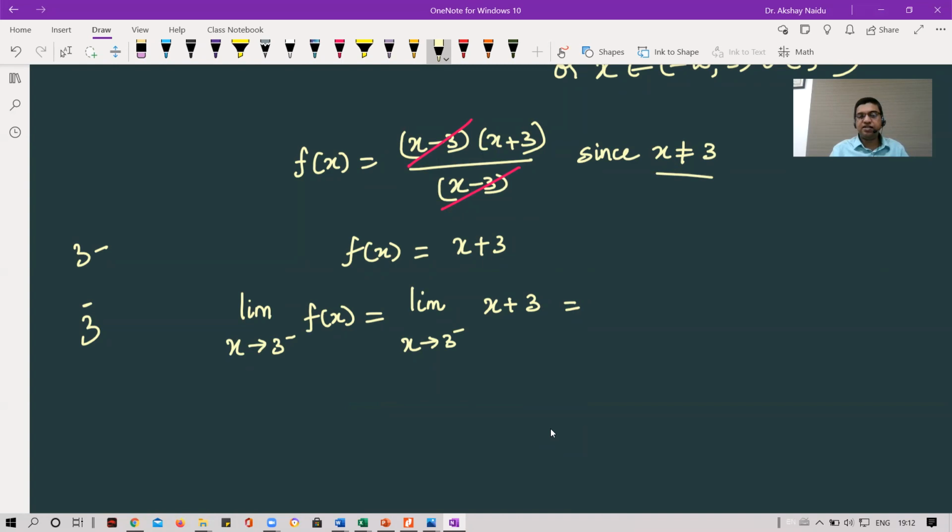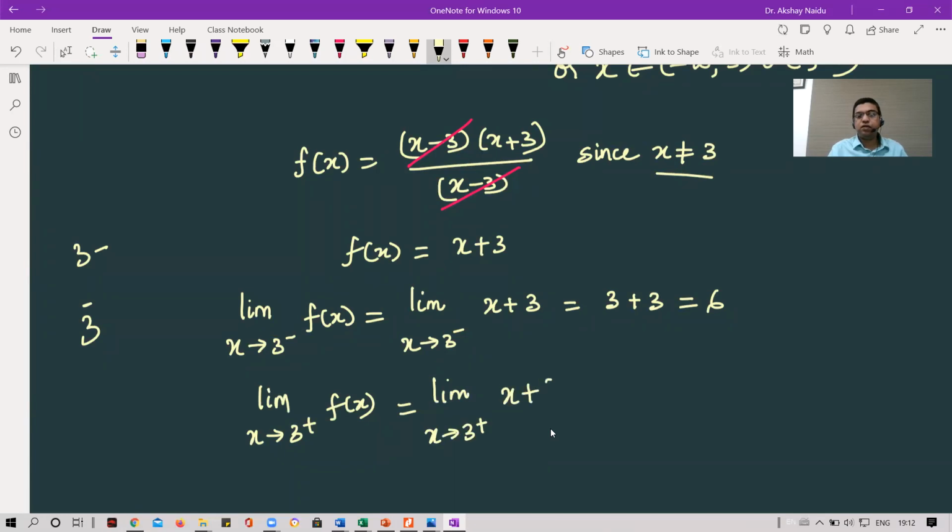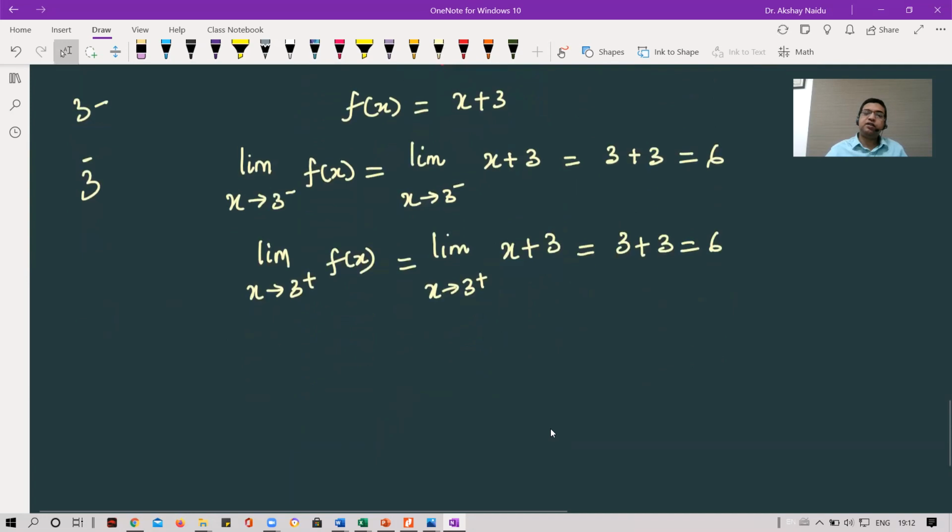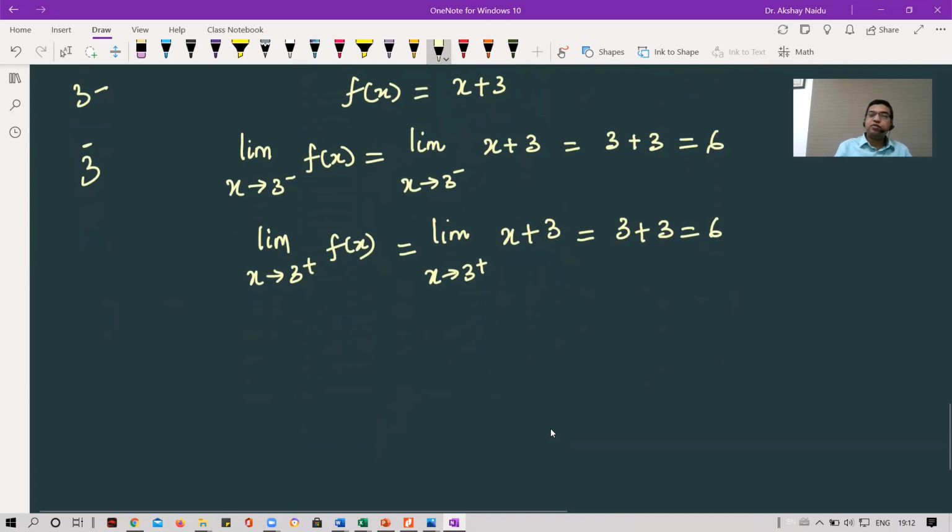So you are approaching 3. X is approaching the value 3. Now when you do limit of f of x as x tends to 3 plus, what is the value again? 6. Left hand limit equals right hand limit, so the limit exists.